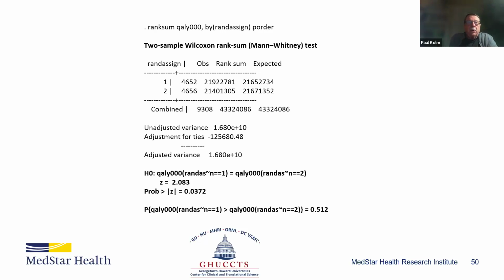However, if we ask the question a different way, is the treatment group greater than the control group, then it turns out that our p-value is not statistically significant. It's 0.512, which is interestingly very close to the random permutation p-value.